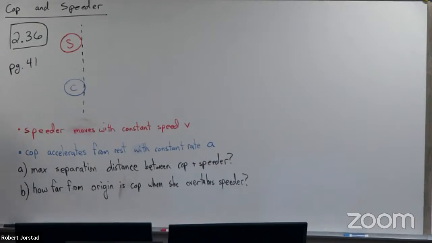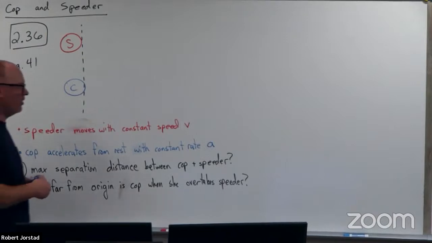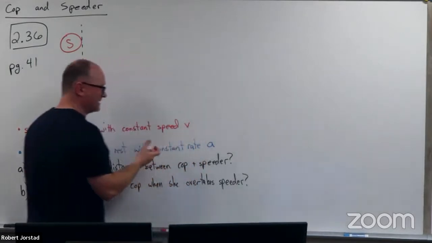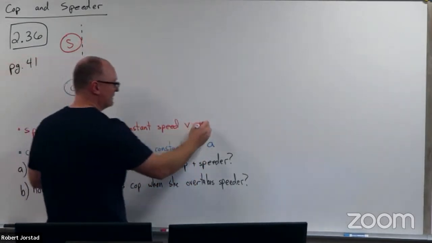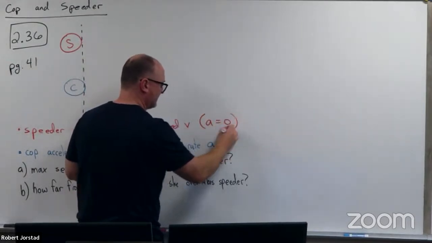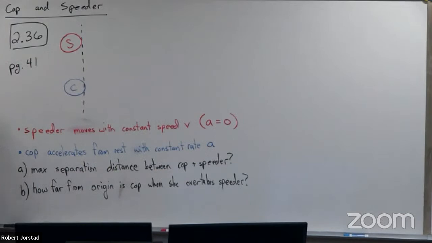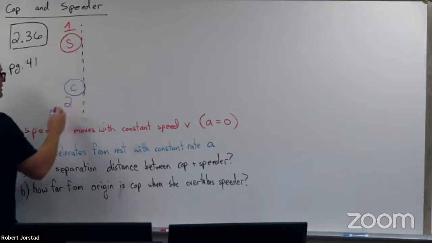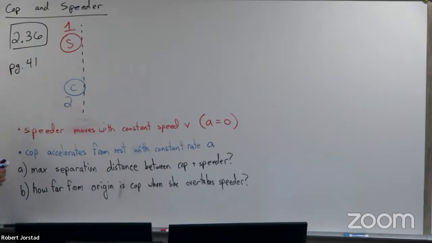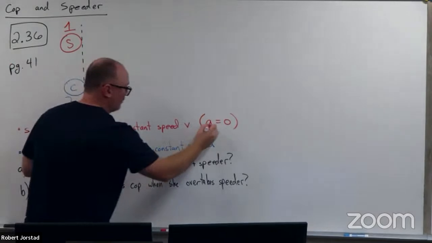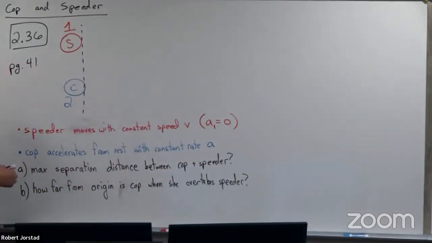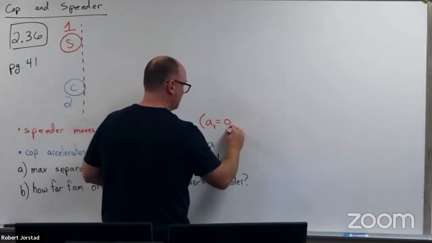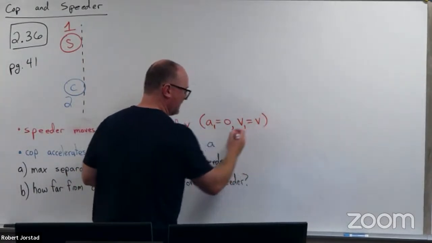So in this case, we have a speeder moving with constant speed. Hopefully that tells you that if something's moving with constant speed in a straight line, acceleration should equal 0. We've got two different objects, so I'll label this object number 1 and this object number 2. We're basically going to do our two-stage problems. So I could say A of 1 is equal to 0, and the velocity of 1 is equal to v.